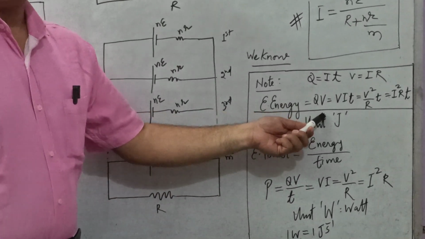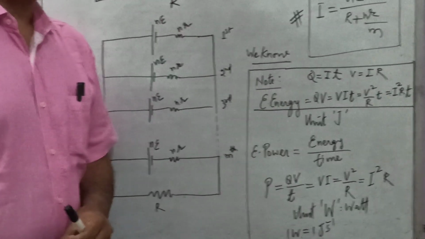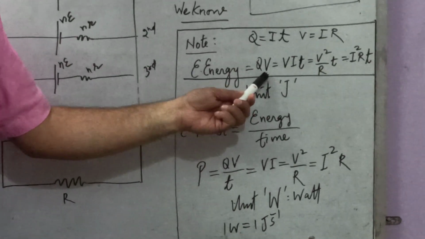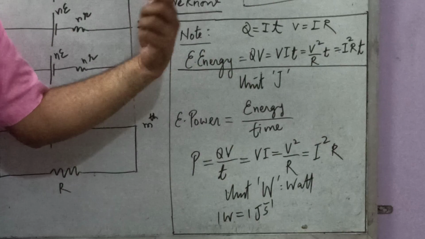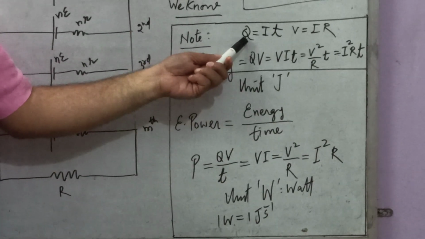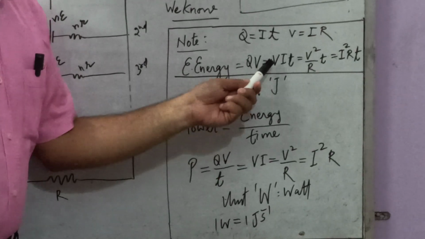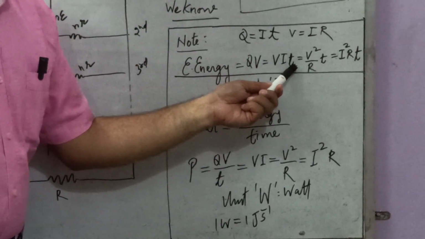QV. What is Q? Q is the value of charge drawn from the cell. So QV is the value of energy drawn from the cell. What is Q? Q is electricity, charge. That is also IT. If we write Q as IT, we get what? VIT as the formula of energy.